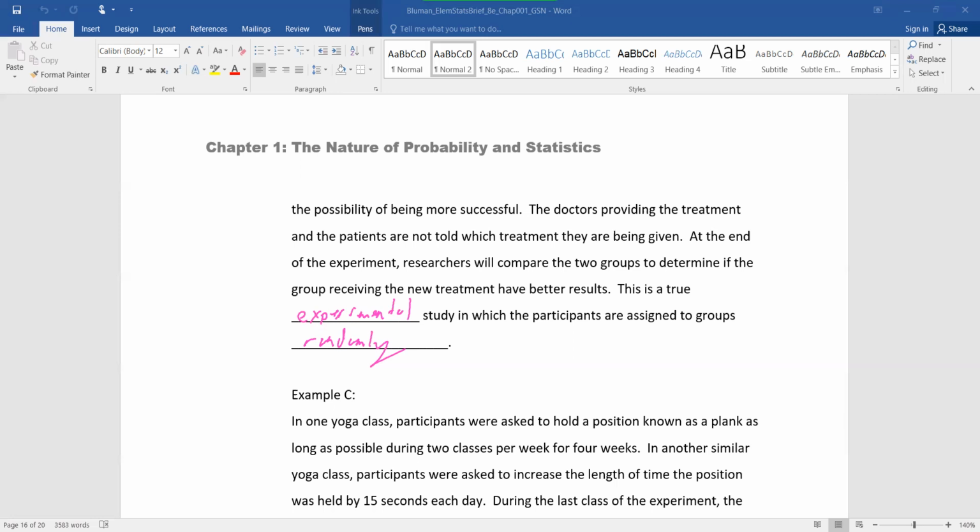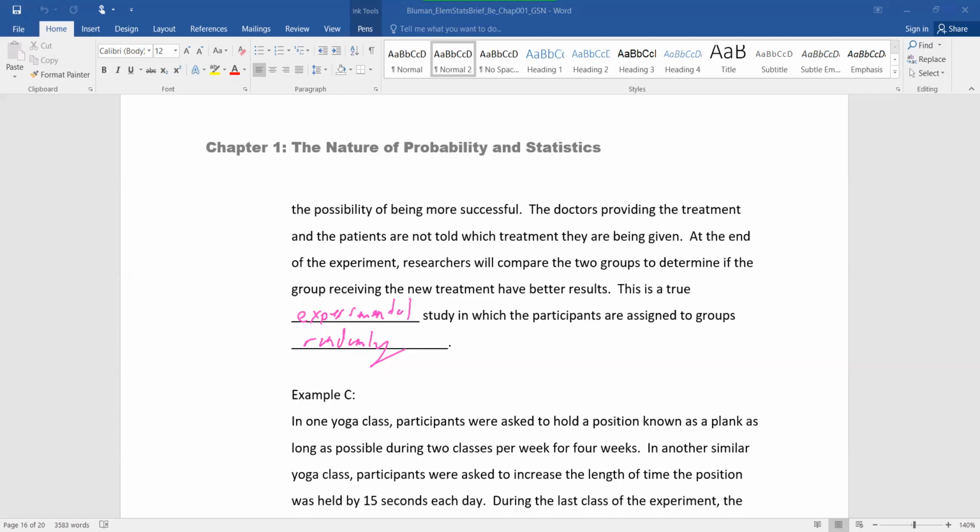In another similar yoga class, participants were asked to increase the length of time the position was held by 15 seconds each day. During the last class of the experiment, the average length of time of the 32 participants of the first group held the position was 4.5 minutes, while the average length of time for the 37 participants of the second group, who were asked to attempt to increase their time by 15 seconds each day, was 6.1 minutes. The conclusion was drawn that the group who were challenged to improve performed better.